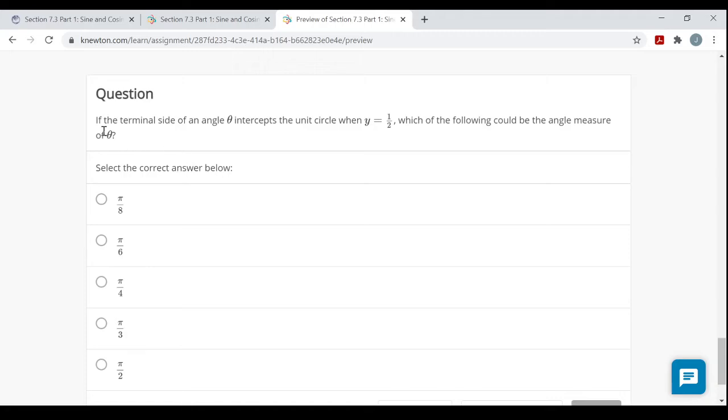All right. So question: if the terminal side of an angle theta, this time it's theta instead of t, right? If the terminal side of an angle theta intercepts the unit circle when y equals a half, which of the following could be the angle measure of theta? All right, so I'll pull up my paper here.